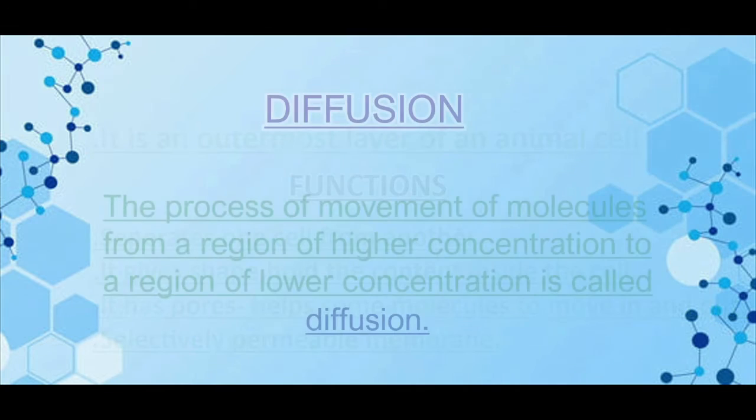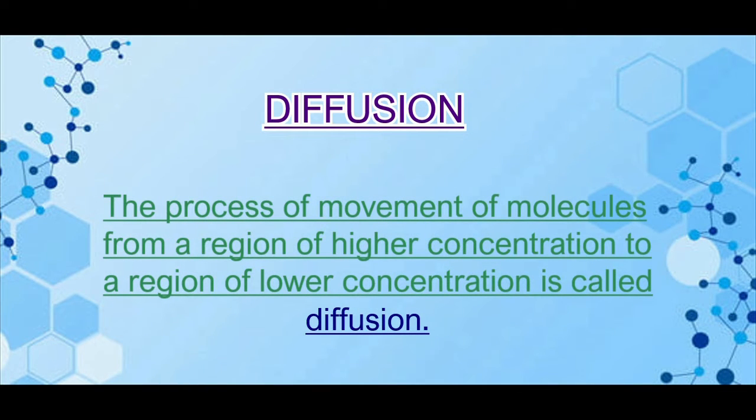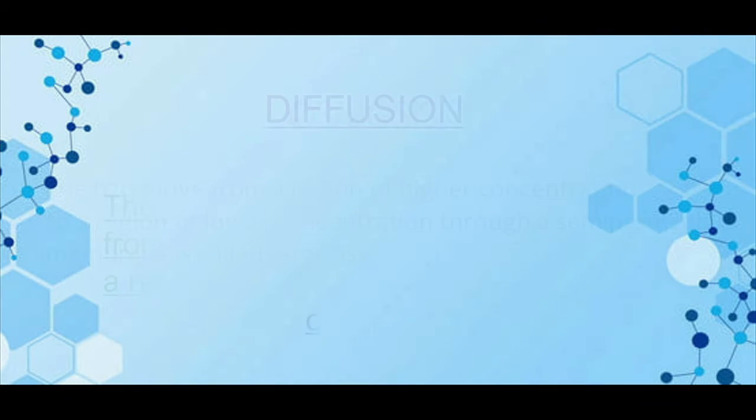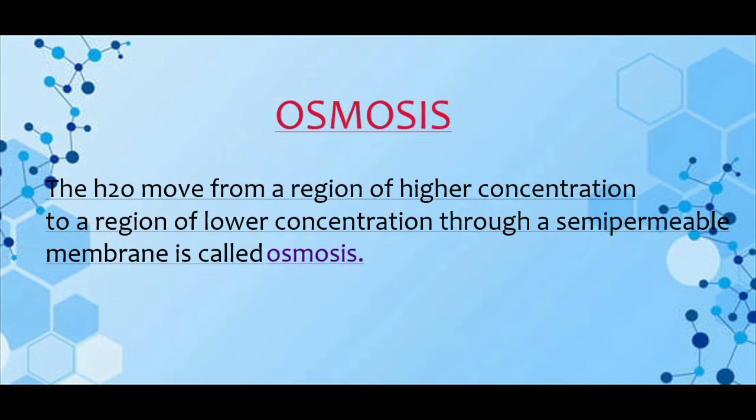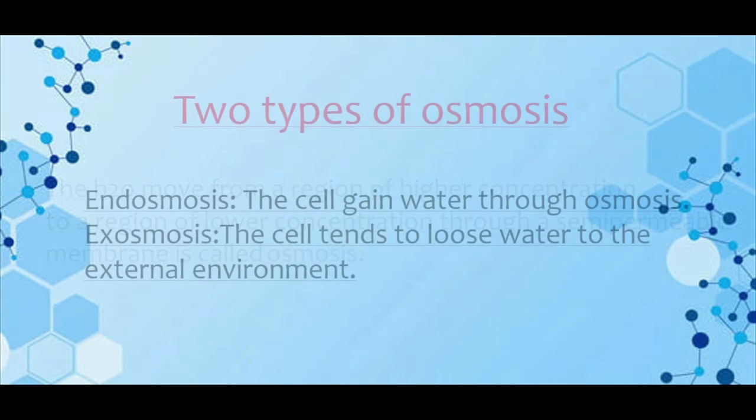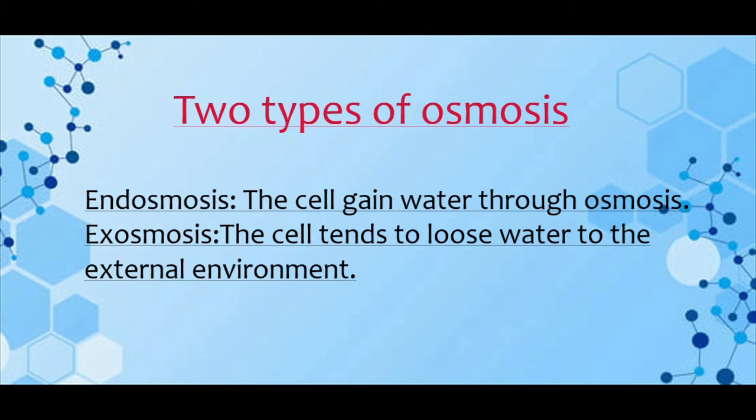Selectively permeable membrane. Diffusion. The process of movement of molecules from a region of higher concentration to a region of lower concentration is called diffusion. Osmosis. The movement of H2O from a region of higher concentration to a region of lower concentration through a semi-permeable membrane is called osmosis. Two types of osmosis: endosmosis and exosmosis. When the cell gains water through osmosis, it is called endosmosis. In exosmosis, the cell tends to lose water to the external environment.